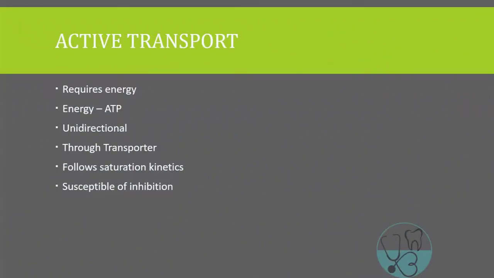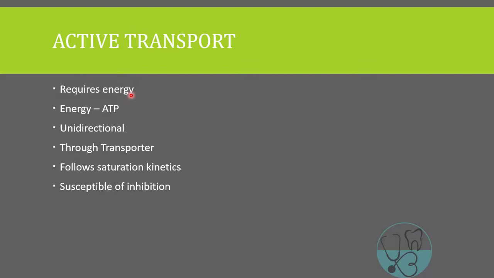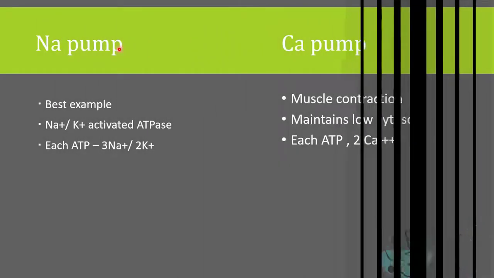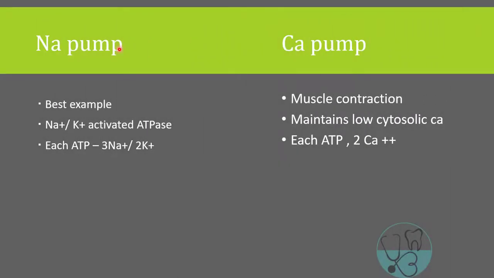The next is the active process, which means requiring energy, and it requires energy in the form of ATP. This process is unidirectional, unlike passive, which can be both bidirectional or unidirectional. It occurs through transfer proteins and also follows saturation kinetics, which means similar compounds can occupy the active sites and can inhibit the process. Now the examples of active transport include sodium pump and calcium pump.